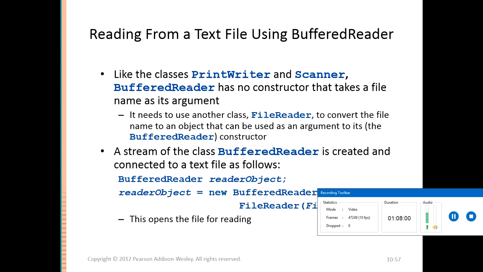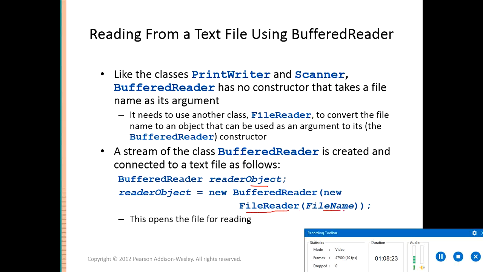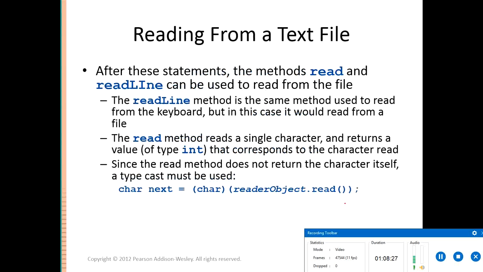Like PrintWriter and Scanner, BufferedReader does not have any constructor that takes the name of the file as an argument. So it is used with another class, which is FileReader, to convert the file name into an object that can be used as an argument. So how to use it? We will create an object of the BufferedReader class, and with the object we are going to use the FileReader class, and we are going to pass the file name as the argument.